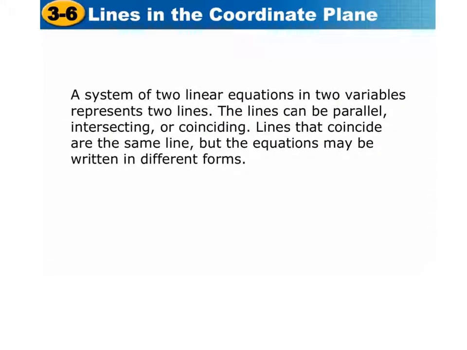A system of 2 linear equations in 2 variables represents 2 lines. The lines can be parallel, intersecting, or coinciding. So we have parallel lines that look like this. Ton, what do we know about parallel lines? That they keep going and never touch. So what do we know about their slopes? They're the same.